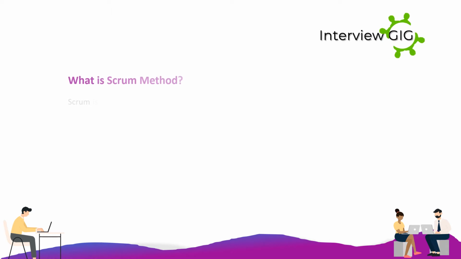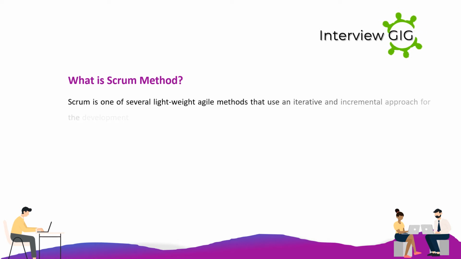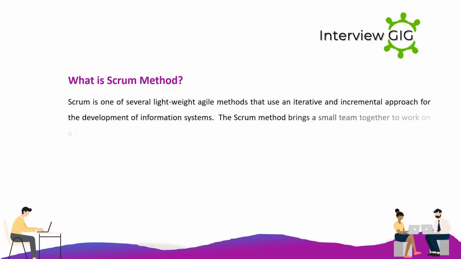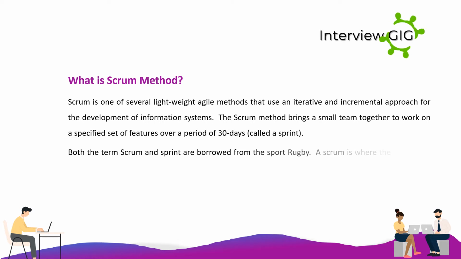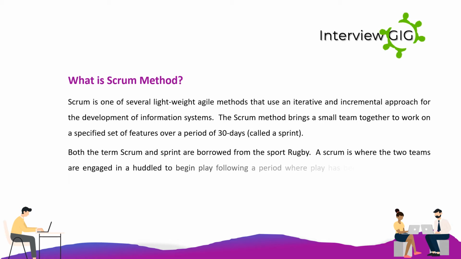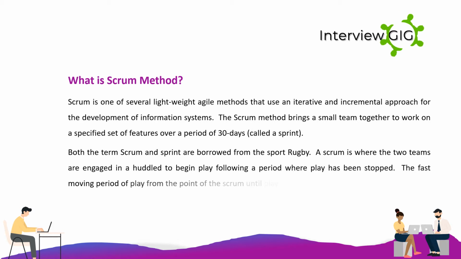What is the Scrum method? Scrum is one of several lightweight agile methods that use an iterative and incremental approach for the development of information systems. The Scrum method brings a small team together to work on a specified set of features over a period of 30 days, called a sprint. Both the terms Scrum and sprint are borrowed from the sport rugby. A scrum is where the two teams are engaged in a huddle to begin play following a period where play has been stopped. The fast-moving period of play from the point of the scrum until play ends again is called a sprint.